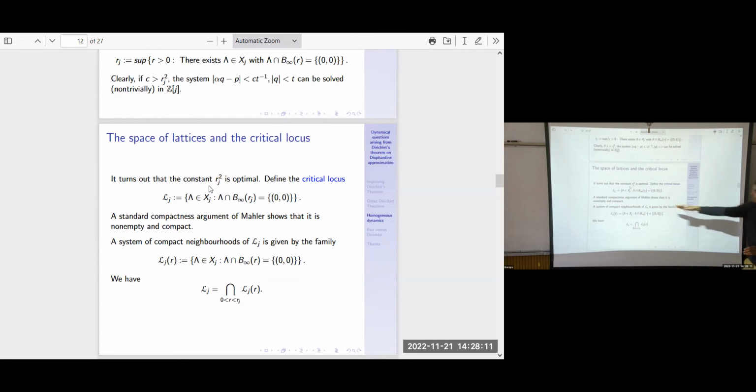So let me just say, why is the critical locus non-empty? It follows from a compactness argument of Mahler. Basically, if Rn increases to Rj, for each of these n's you get a lambda n for which the intersection is trivial. Then this Mahler argument says you have a convergent subsequence of these lambda n. That gives you a point here, so it's not empty. It's again compact by this Mahler argument. And a system of neighborhoods is given by this family: you look at all R going from 0 to Rj, and these L_R are the set of Eisenstein lattices which intersect this smaller ball trivially.